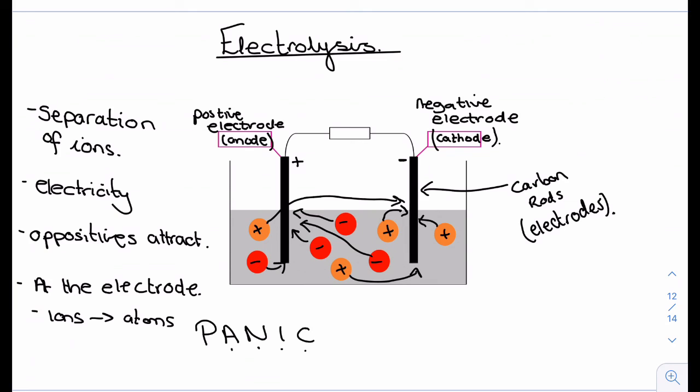So just an overview, we've got electrolysis separates ions using electricity. The opposites attract, so our positive ions go to our negative electrode, whereas our negative ions would go to the positive electrode. And when they arrive at the electrode, the ions become atoms. So that's a summary of what's happening during electrolysis, a real basic overview of what's happening.